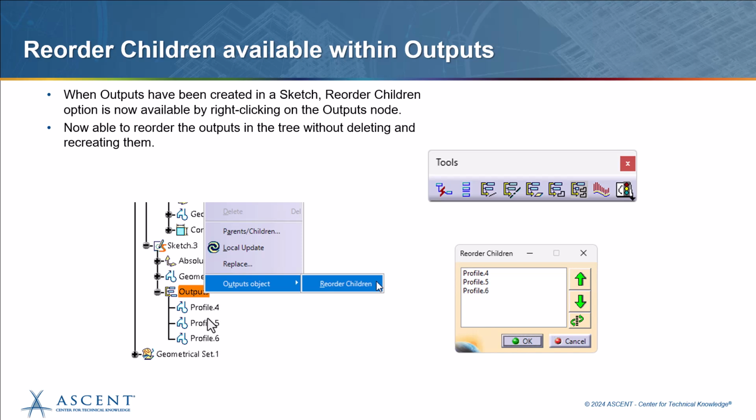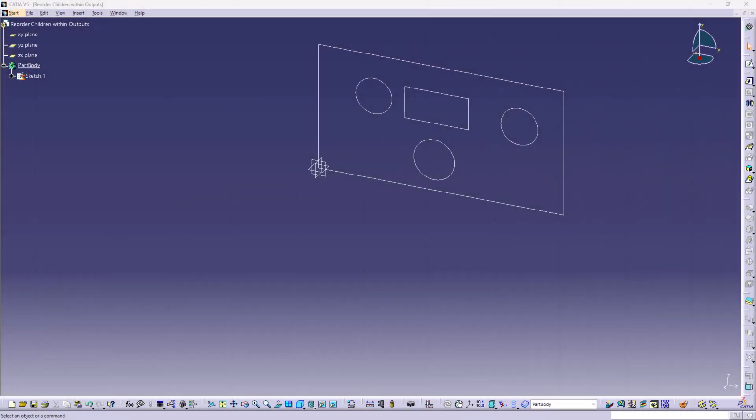Again, these outputs are created from within the sketch. Using the tools toolbar, you'll be able to define various output features. In this example, we're going to take a look at how the output feature now allows us to reorder its children when it's been used.